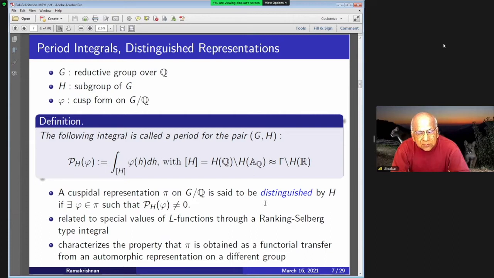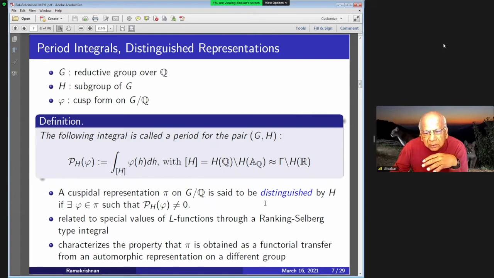Okay, and then a cusp form, we say, is distinguished relative to H if this period integral is non-zero. And then sometimes these period integrals are related to special values of L-functions using some Rankin-Selberg type integral. And sometimes it also characterizes the property: this period integral not vanishing means that this form phi is actually a lift from some other group. So that's kind of interesting. That's one of the reasons people study periods in the theory of automorphic forms.